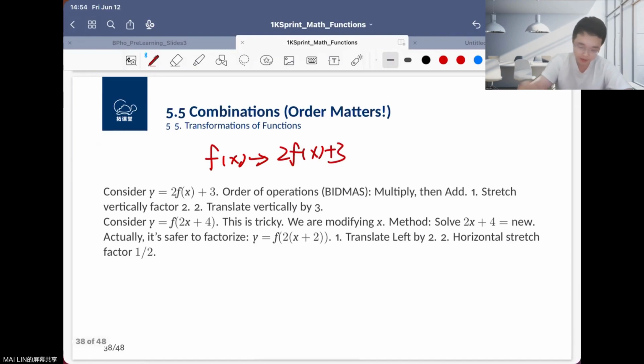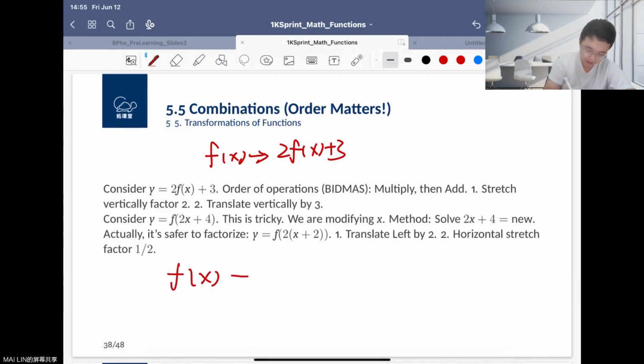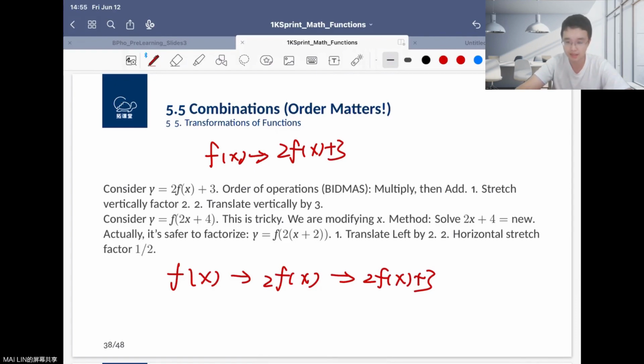So first of all, we can first turn f(x) into 2 times f(x), and then you can say 2f(x) plus 3, right? Okay, that is it. For f(x) turning into 2f(x), that means the y value doubles, right? So here, y value doubles also means the y value times 2, right?